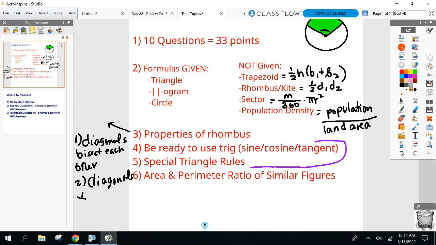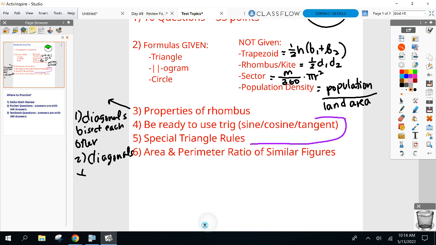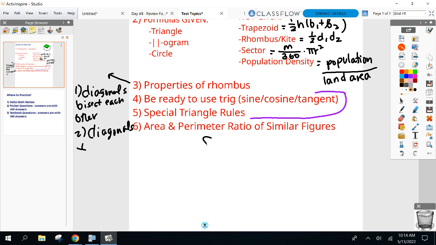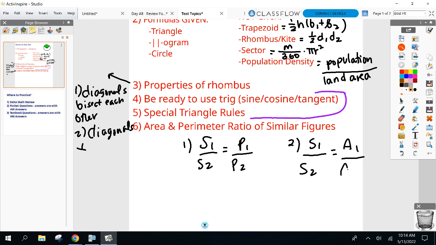And then this is what we went over yesterday, area and perimeter of similar figures. The similarity ratio is the same as what ratio? Your perimeters. And then we know this is absolutely not true for areas. What do I need to do to adjust it? Square the sides before I set it equal to the areas. Okay?